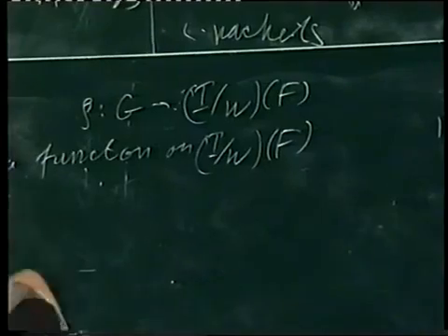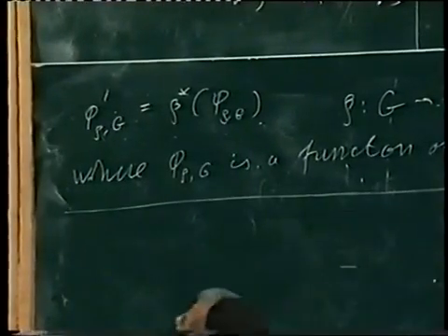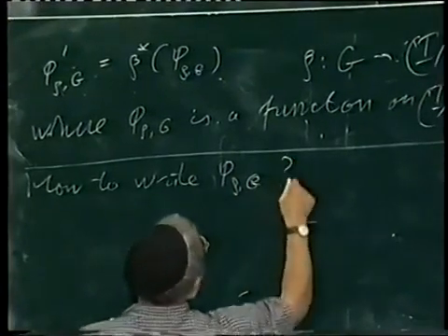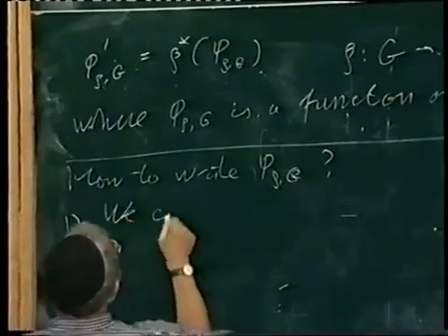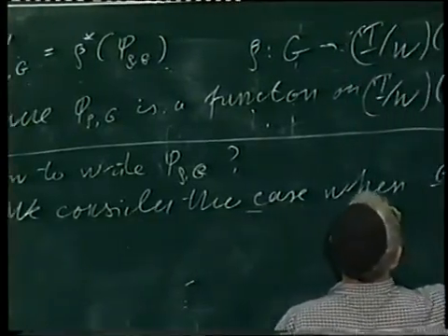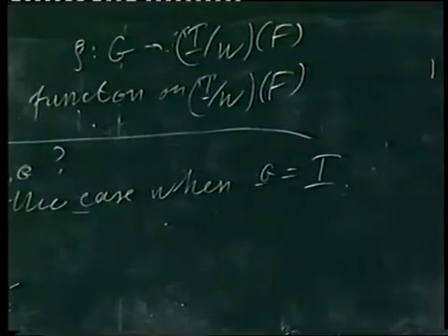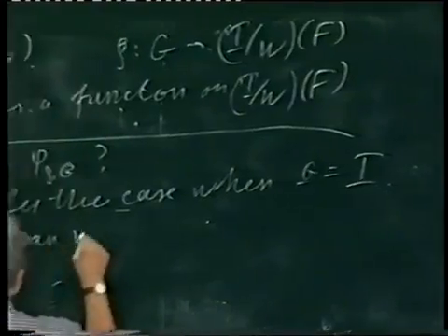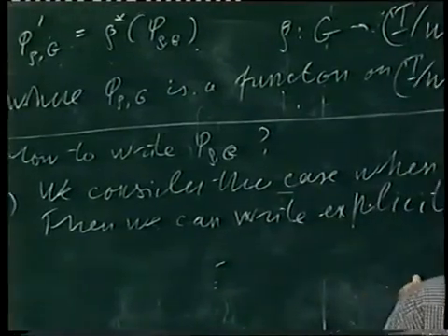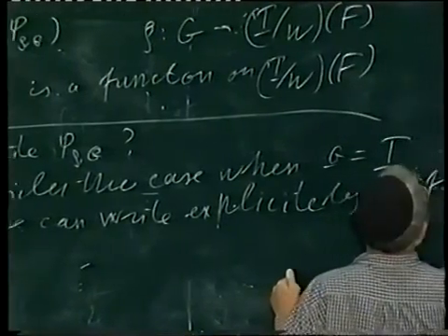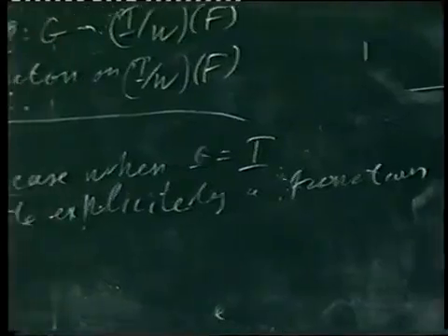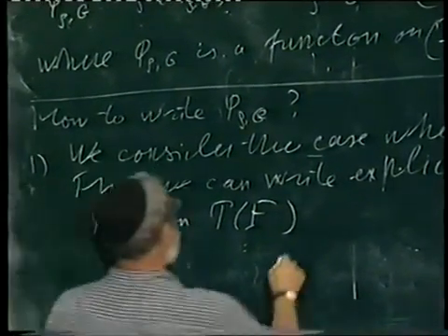Now, we want to write a function here. So how do we write f rho G? The idea is the following. A, we consider the case when G is equal to a torus. Then we can write explicitly a W function, f rho T on T of F. This function is W invariant.